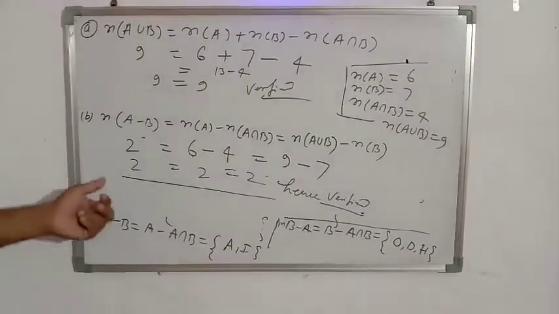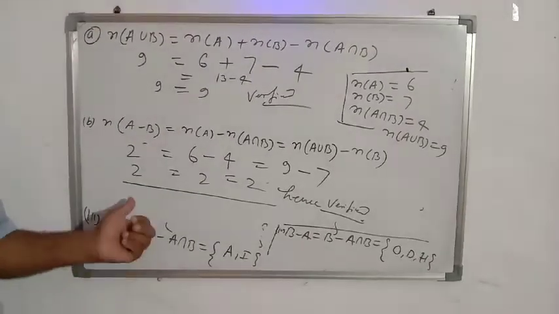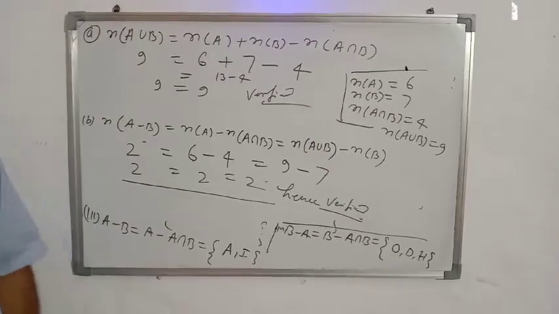So firstly write the sets, then their cardinal number and put the values to verify it. We will see one more question.